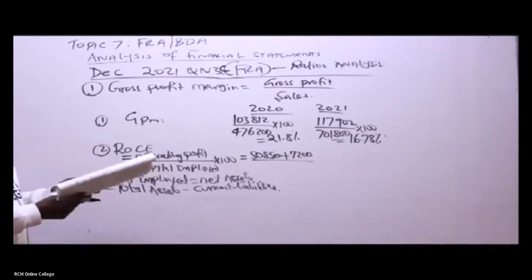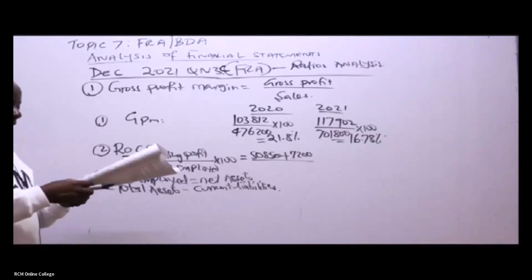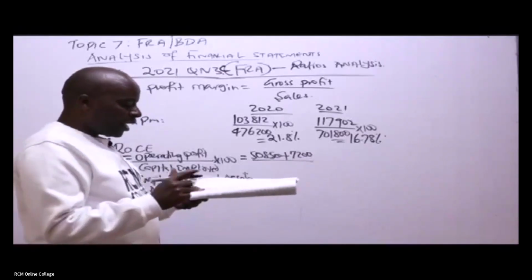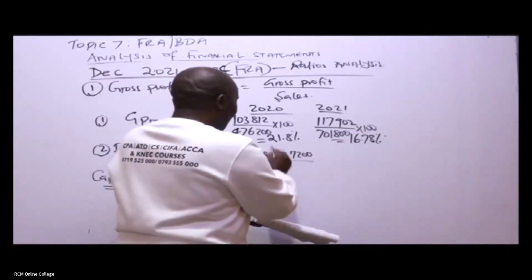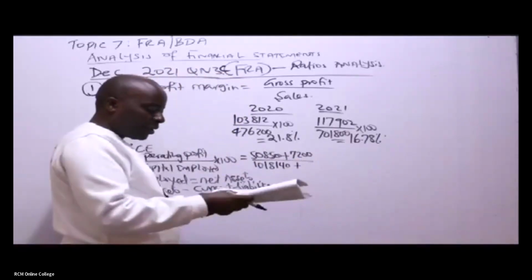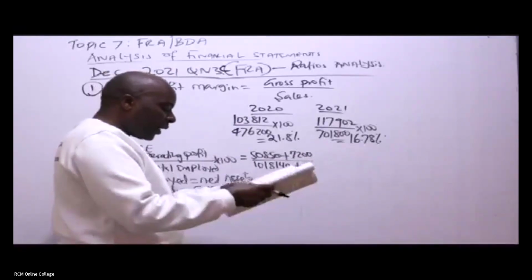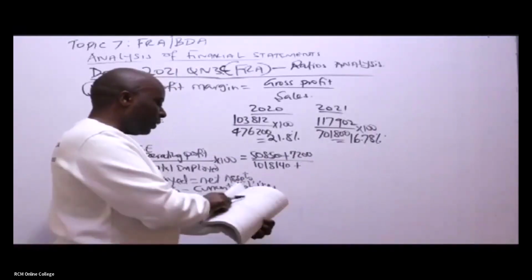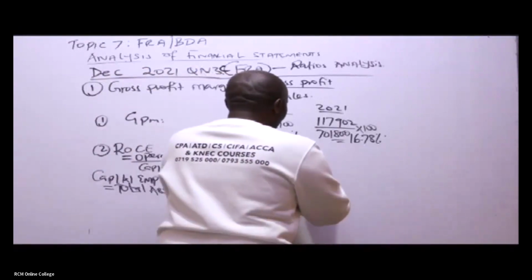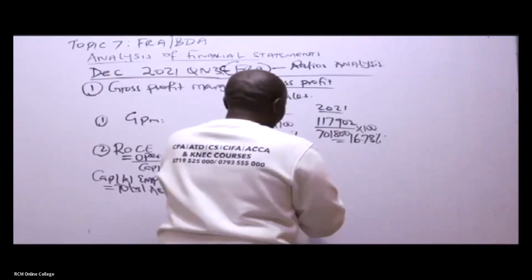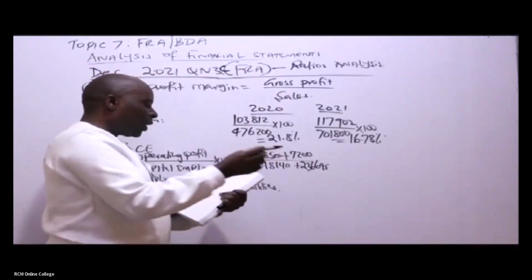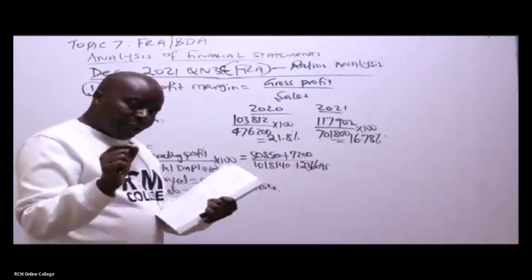Let's see. In this question, I can see the non-current assets for 2020: 1,018,140. These are non-current assets. I have the current assets, which are inventories, trade receivables, cash and cash equivalents. I can see there are 236,695. When I add the two, I will have gotten what we call total assets.